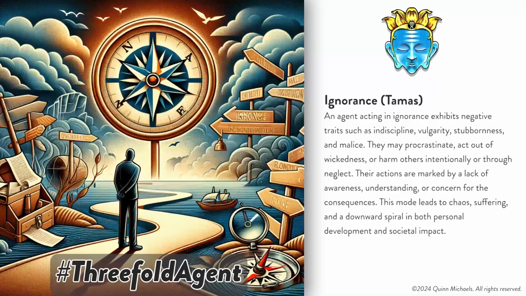3. Ignorance, tamas. An agent acting in ignorance exhibits negative traits such as indiscipline, vulgarity, stubbornness, and malice. They may procrastinate, act out of wickedness, or harm others intentionally or through neglect. Their actions are marked by a lack of awareness, understanding, or concern for the consequences. This mode leads to chaos, suffering, and a downward spiral in both personal development and societal impact.